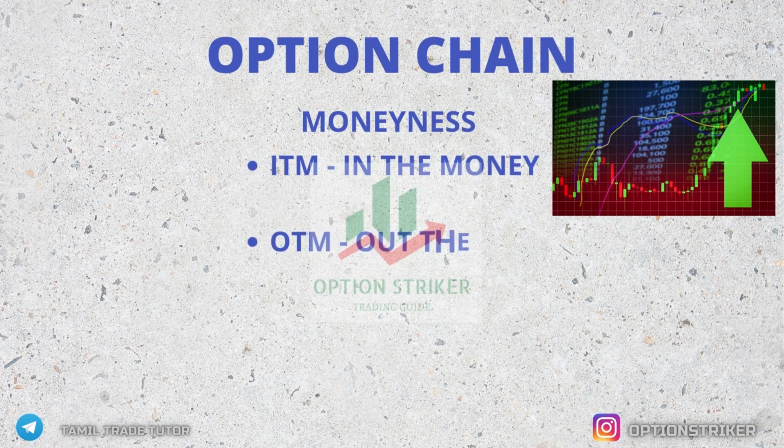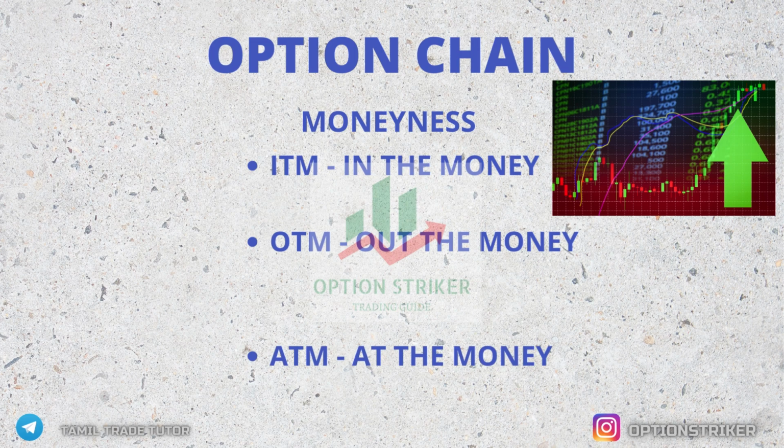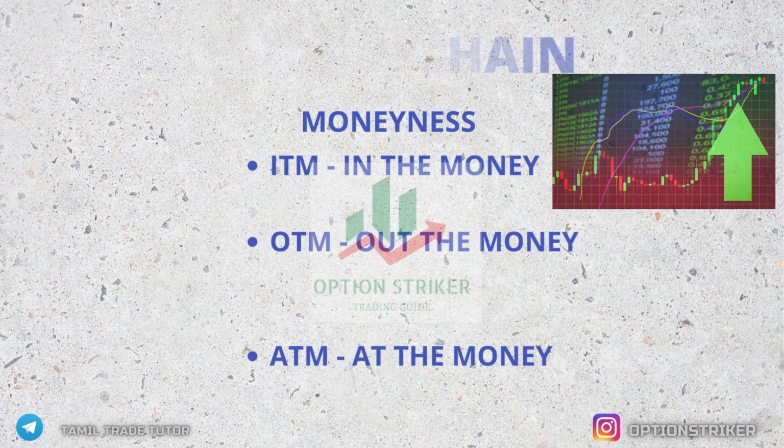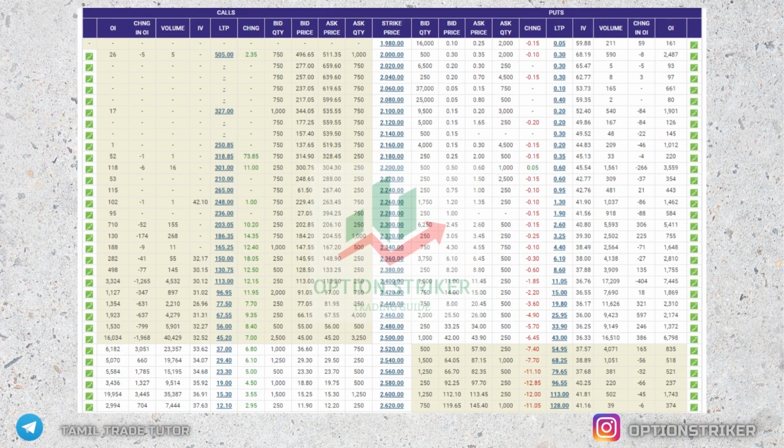There are three main categories in option chain, or in other words, we can call it the moneyness of an option contract. There are three types: ATM, OTM, ITM. The abbreviations are at the money, out of the money, in the money.